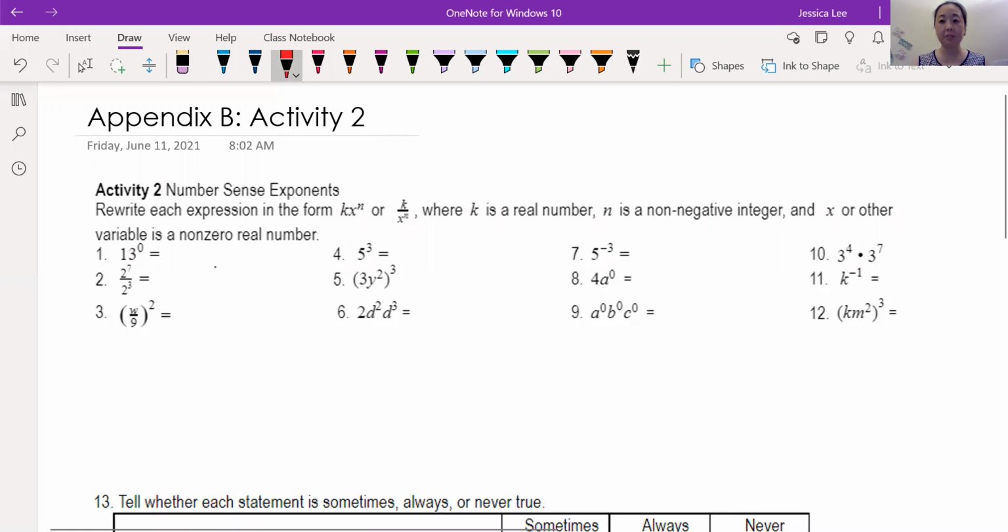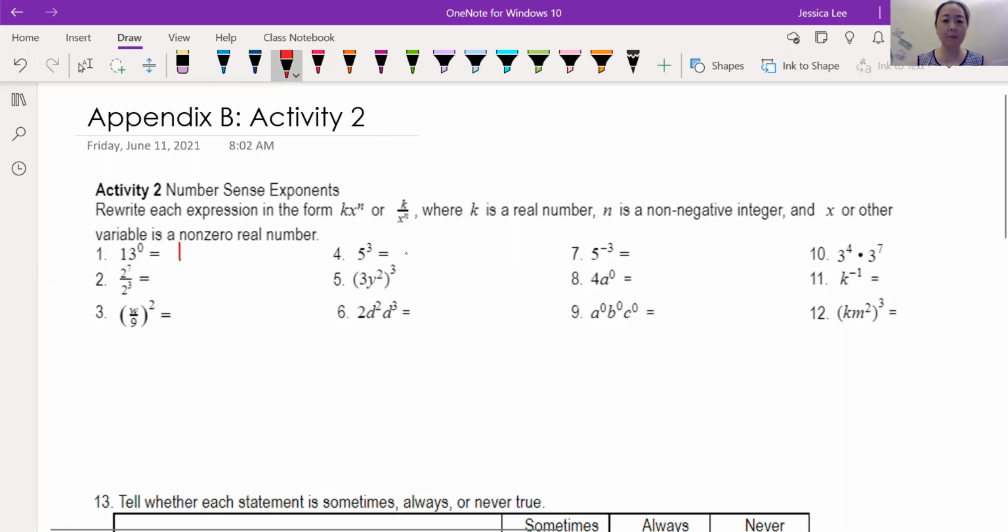Please take the time, just pause this video, do as many as you can, and then unpause the video and let's check your work. All right, so I'm assuming you've done as much as you can, maybe all of it. And here, remember 13 to the 0 power, that's just 1. Anything to the 0 power is 1. And if you don't know why, again, watch the Activity 1 video again.